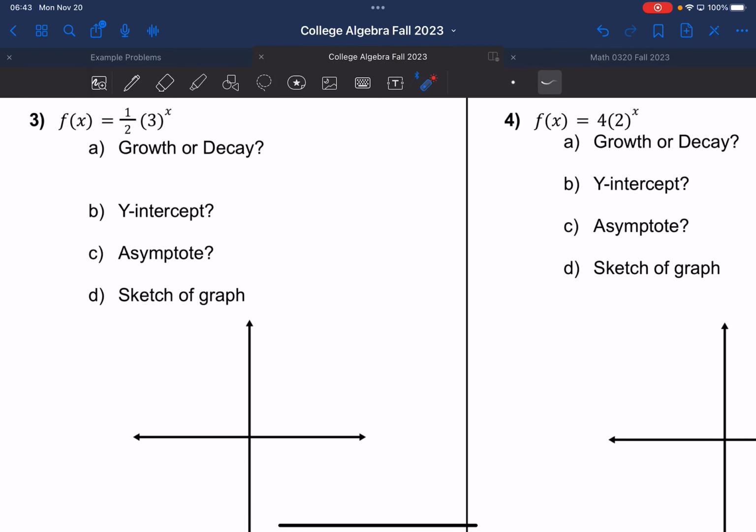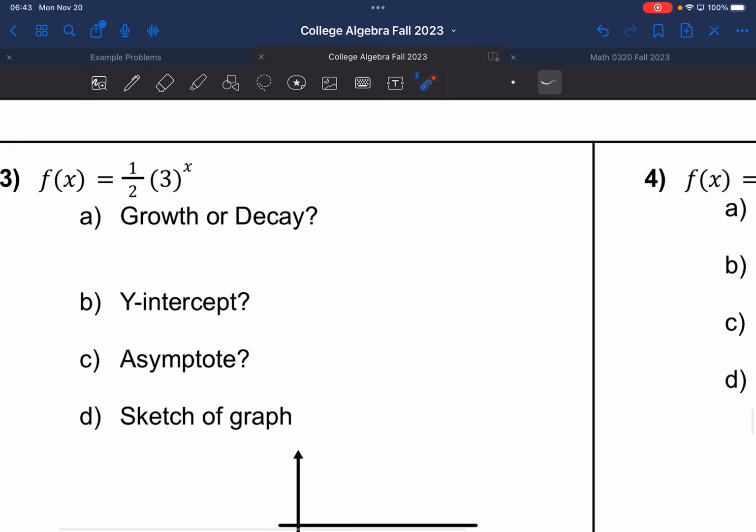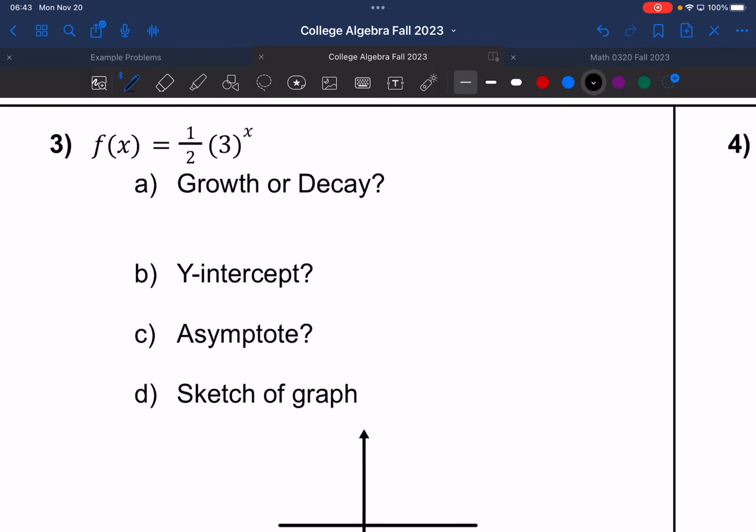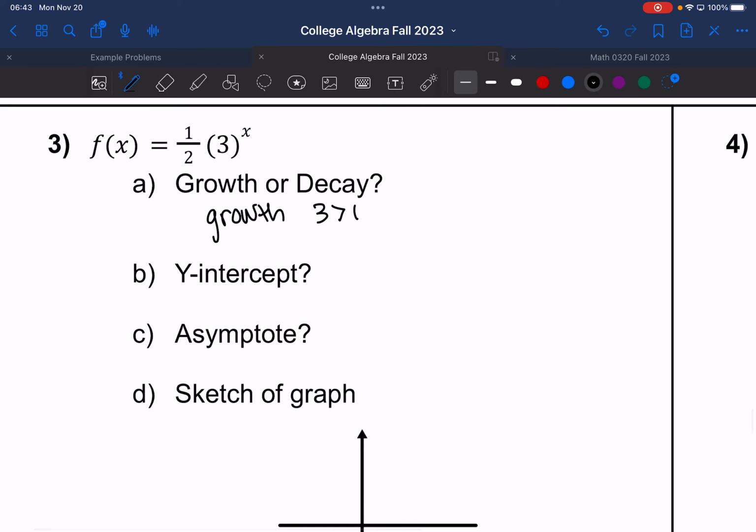Okay, number 3, is this a growth or a decay? Growth because, good, 3 is larger than 1. What's the y-intercept? Good. 0, 1/2. Or you could write this as 0, 0.5. Either one. The asymptote is always y equals 0 because we don't go past that line.